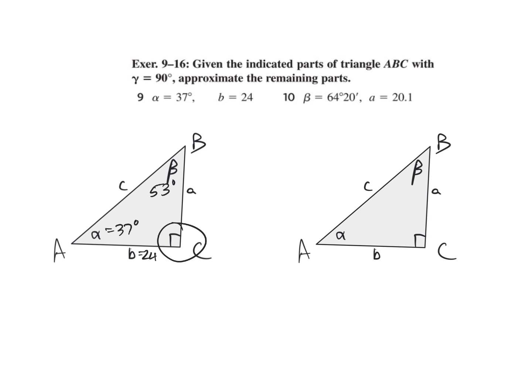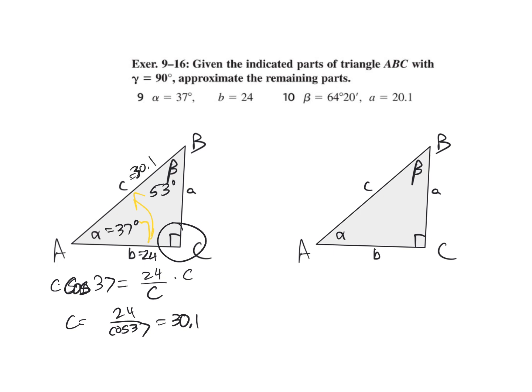Let's start with alpha, and we'll use our adjacent leg to get our hypotenuse. So this would be cosine for the adjacent leg. Cosine of 37 is equal to the adjacent leg over the hypotenuse. Multiply by C, and then divide the 24 by the cosine of 37. So put that in your calculator: 24 divided by cosine of 37. This should be 30. It doesn't say how far to go, so 30.1, I guess. And that makes sense. The numbers should look like the other numbers, or what you think they should be.